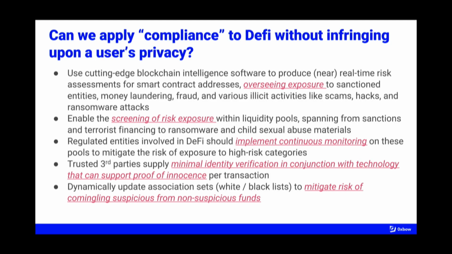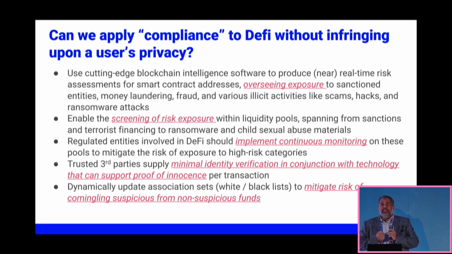And so as I round out, I've highlighted in red some of the key elements that you could include to achieve this balance. This balance is achieved by leveraging intelligence software to provide near real-time risk assessments, overseeing exposure, SDN lists, OFAC lists, and other lists for money laundering, fraud, and other things, enabling screening of risk exposure. A lot of the compliance regulations are about assessing risk.